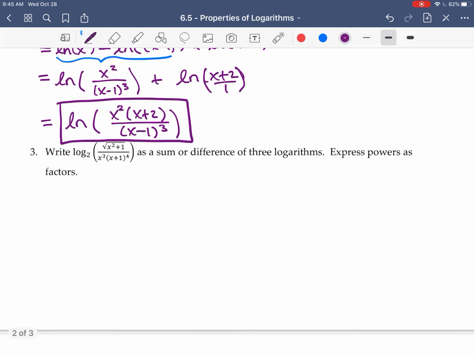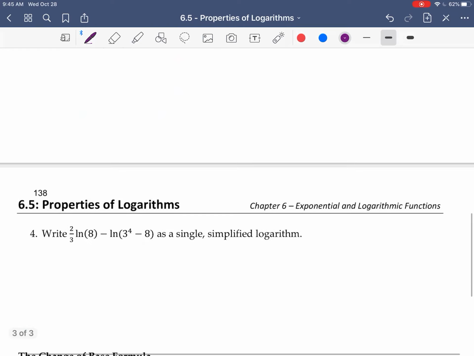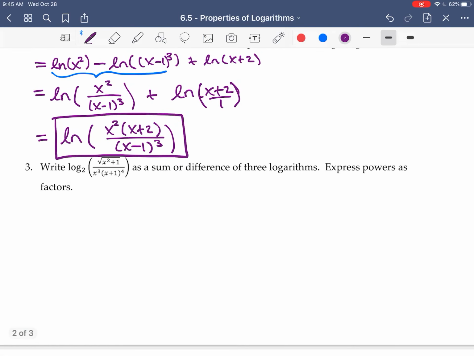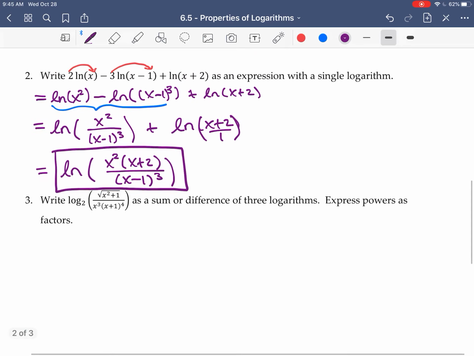I'm going to leave example 3 and example 4 for you to do. Example 4 is very similar to the one we just did. Example 3 is actually going the other direction. I have it as a single logarithm, and you want to break it up as much as you can.